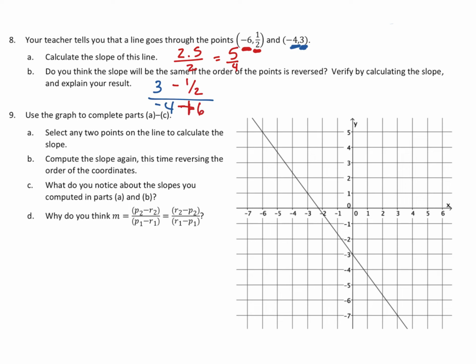Subtracting a negative is addition. So I have 2.5 on the top, and -4 plus 6 is 2. Which, if you get rid of that decimal by multiplying by 2, you also get 5/4. So does the slope change, or is it different if you were to reverse the points? And the answer here is no. It doesn't matter which order you do as long as you are consistent. In the top, I started with the red. In the bottom one, in part B, I started with the blue, but I was consistent across my fraction. So no, the order does not change the slope.